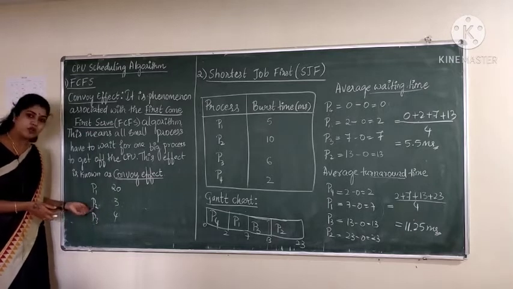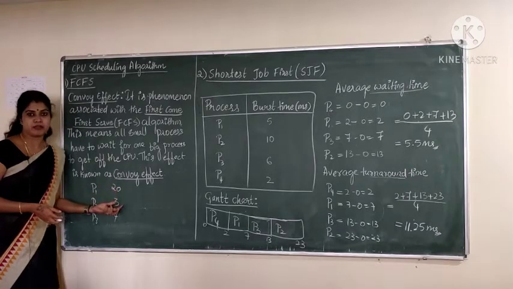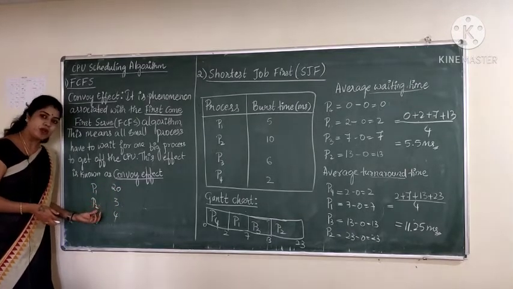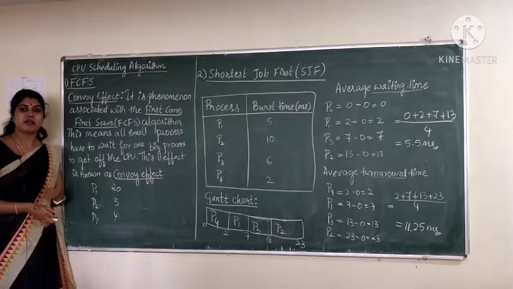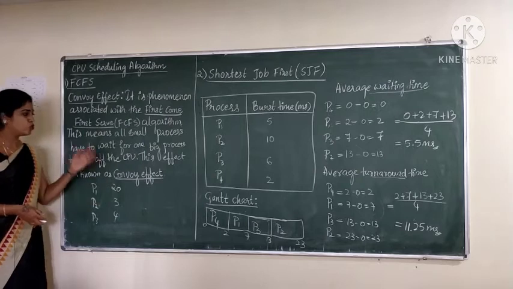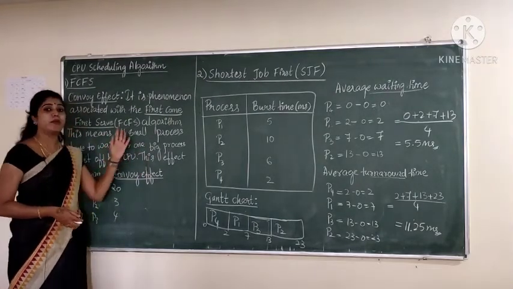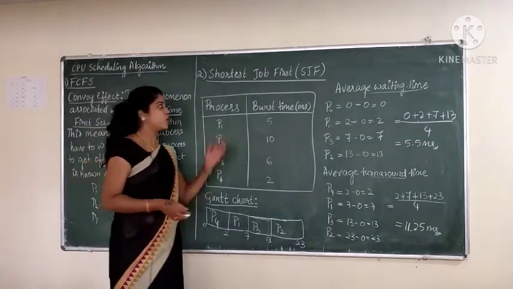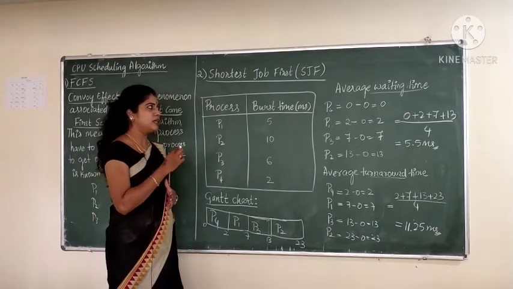In this example, P3 and P2 have the smaller burst times, but they must wait until P1 completes. Once P1 completes, only then is a chance given to P2. After P2 completes, only then is a chance given to P3, because it is first come first serve. To overcome this, the convoy effect can be avoided by using the second algorithm, called shortest job first scheduling, shortly called SJF.